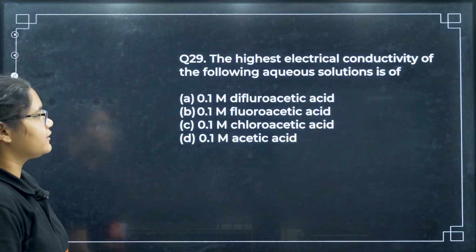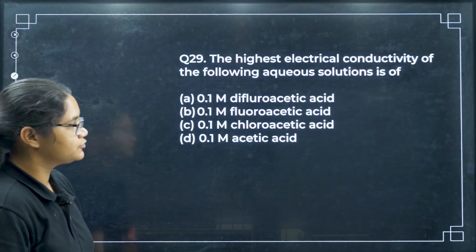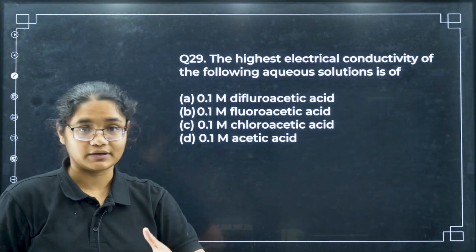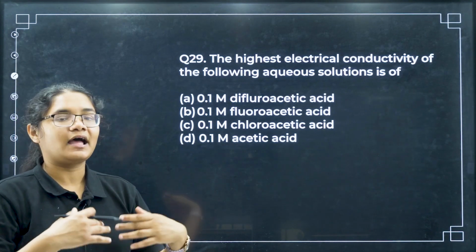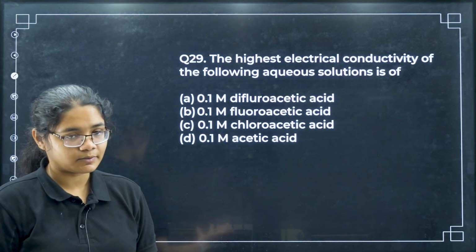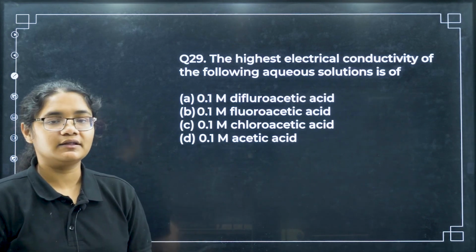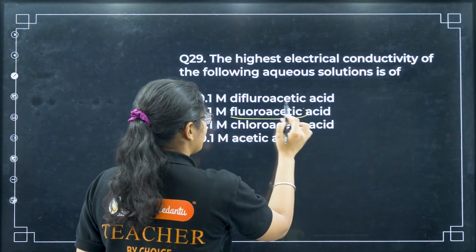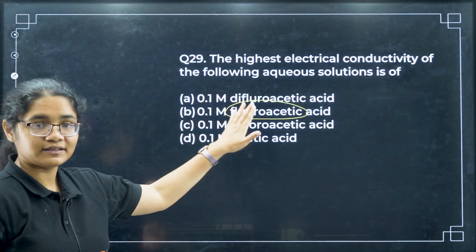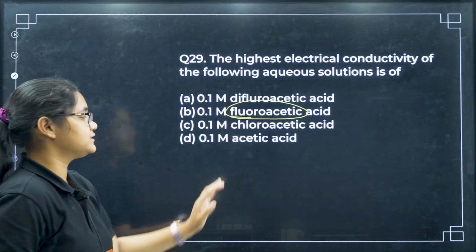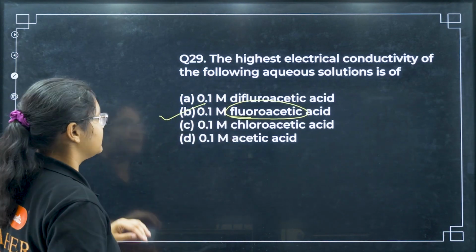Next, the highest electrical conductivity of the following aqueous solutions is... So this is somewhere related to organic chemistry as well. Wherever the conjugate base will be more stable, there the ionization will be more, more ions will be produced, and electrical conductivity will be more. So in fluoroacetic acid, we have an electron withdrawing group, so that is why the conjugate base is more stable. Here the ionization will be maximum, so option number B.